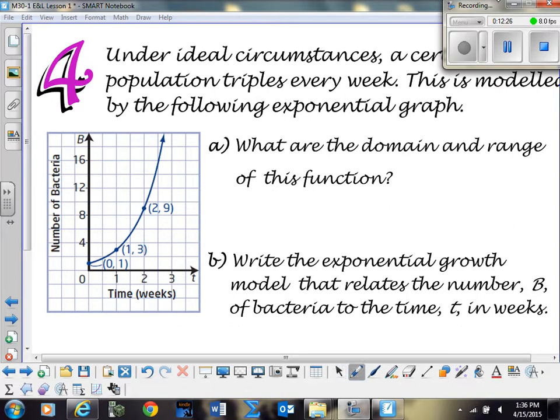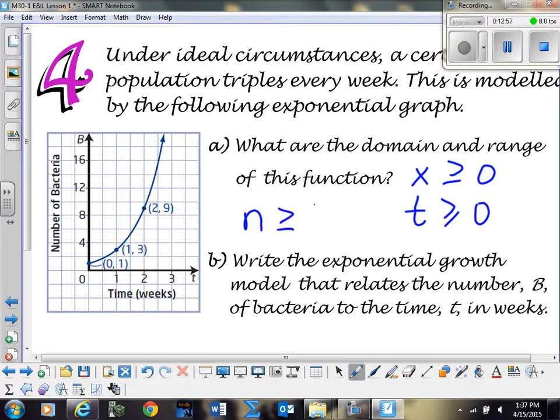Well, I can see that the domain here is not real. It's time in weeks, so I can say x equals, or even better, t equals. t is time in weeks, greater than or equal to 0. If we're talking about time, it must be greater than or equal to 0. Range, in this case, is the number of bacteria, so I'll say range is n. And we have a minimum number for the range. It's not 0, it's 1. So greater than or equal to 1 would be the range.